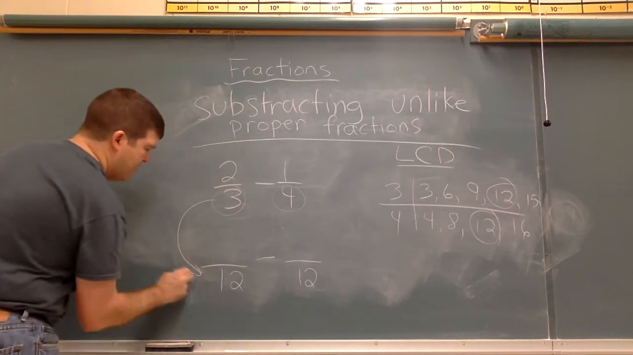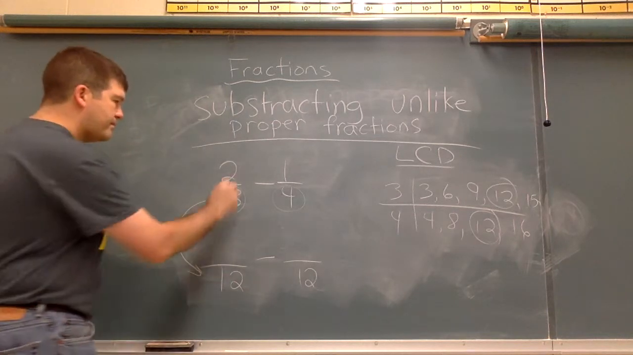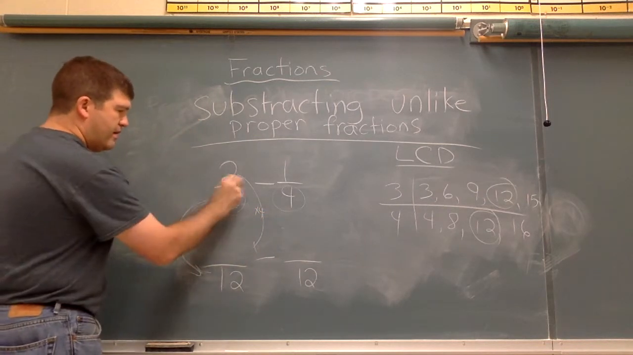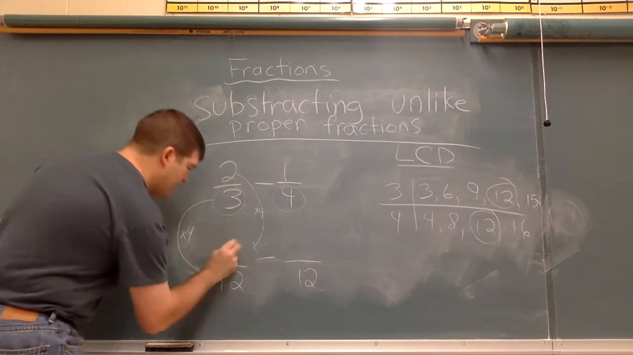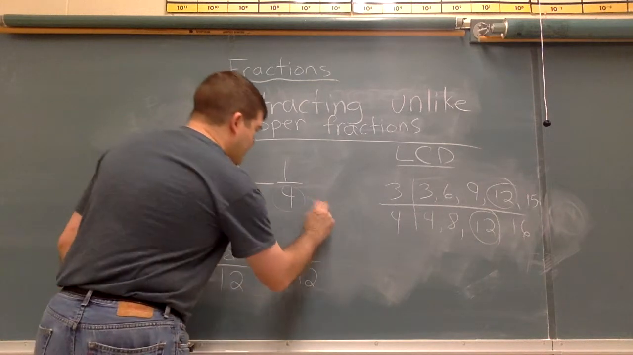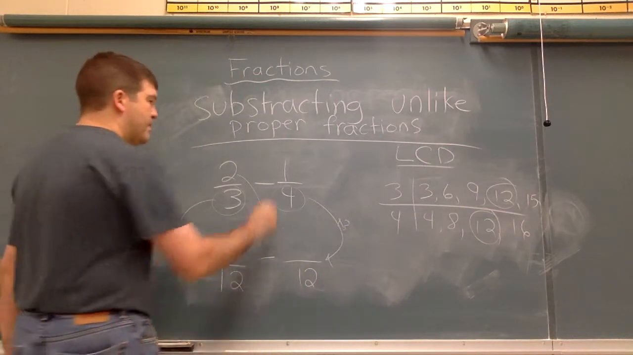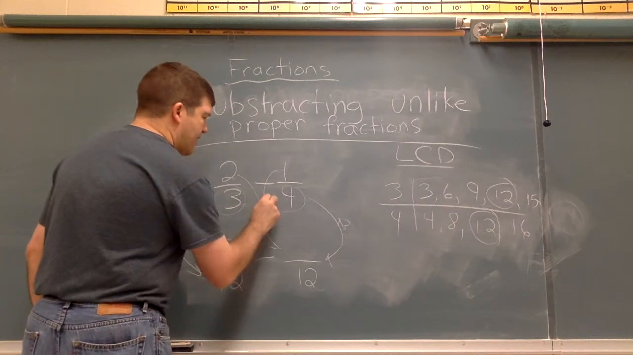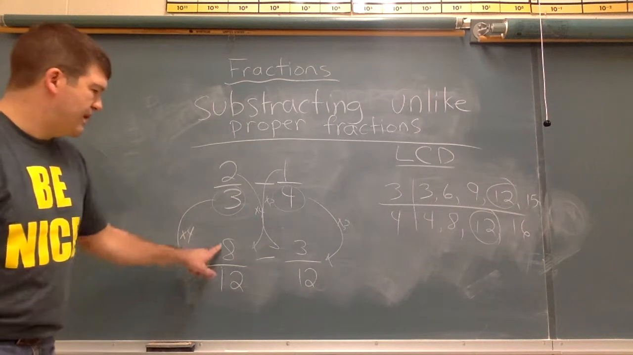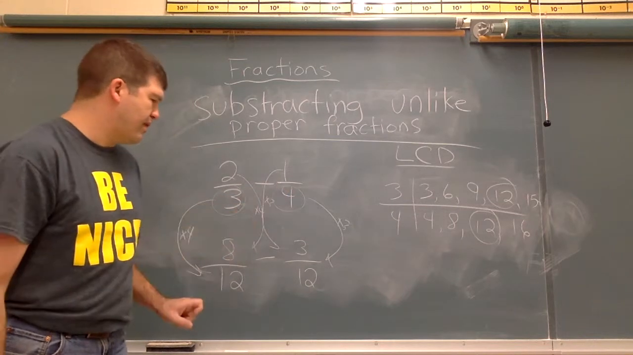So 3 times what gets me to 12? I know 3 times 4. So then I do the same here. Do the bottom times 4, I do the top times 4. 2 times 4 is 8. 8 twelfths is the same as 2/3. Good. 4 times 3 gets me to 12. And so I gotta do the same to the top. 1 times 3 is 3. So 8 twelfths is the same as 2/3, and 3 twelfths is the same as 1/4.